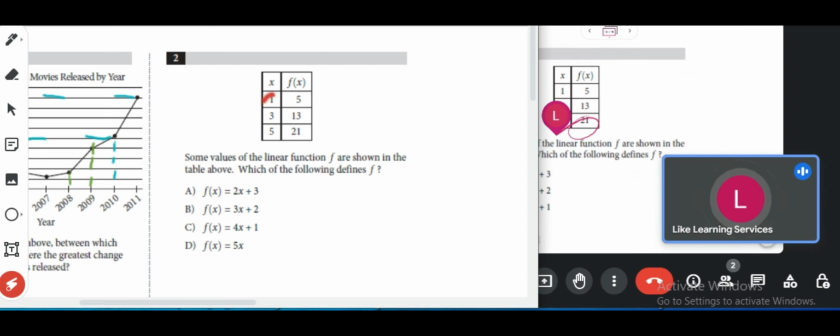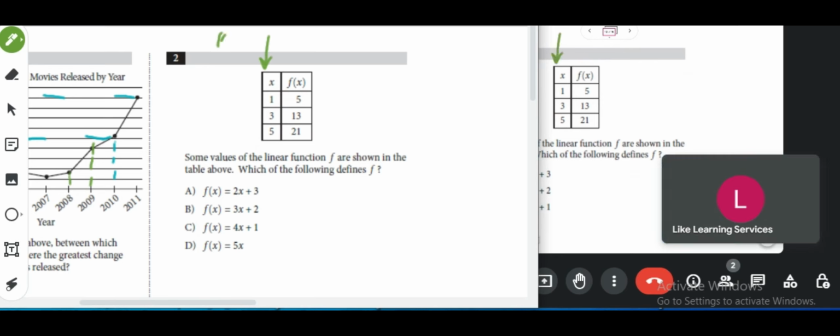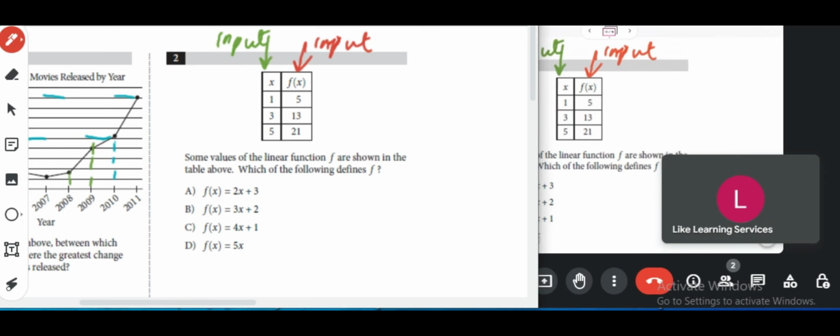So what did we do to x? What did we do to the input to get the output? This is the input, and the red one is the output. What did we do to the input to get the output? Well, for the input, every number is an odd number, and for the output, they each go up by 8.